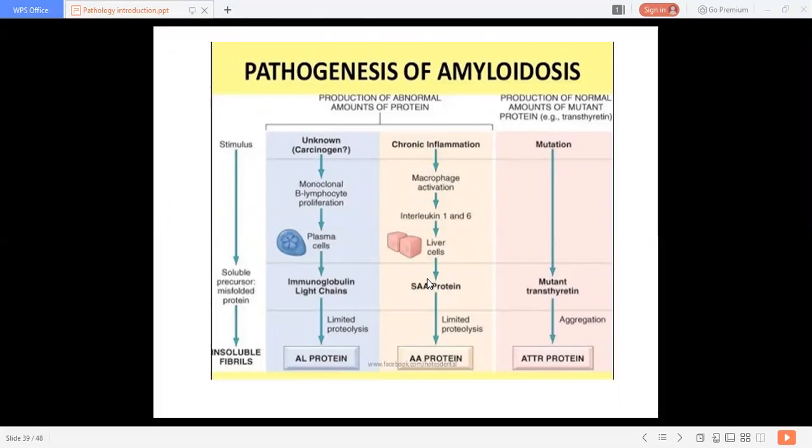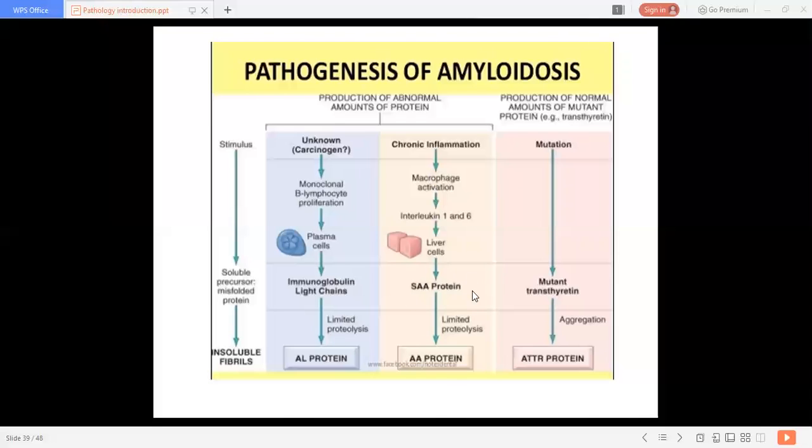Okay, thus here the soluble precursor protein increases in the liver cell, and here the partial degeneration occurs in the reticuloendothelial system. Is there any query? Yes, students, you can interrupt and ask.